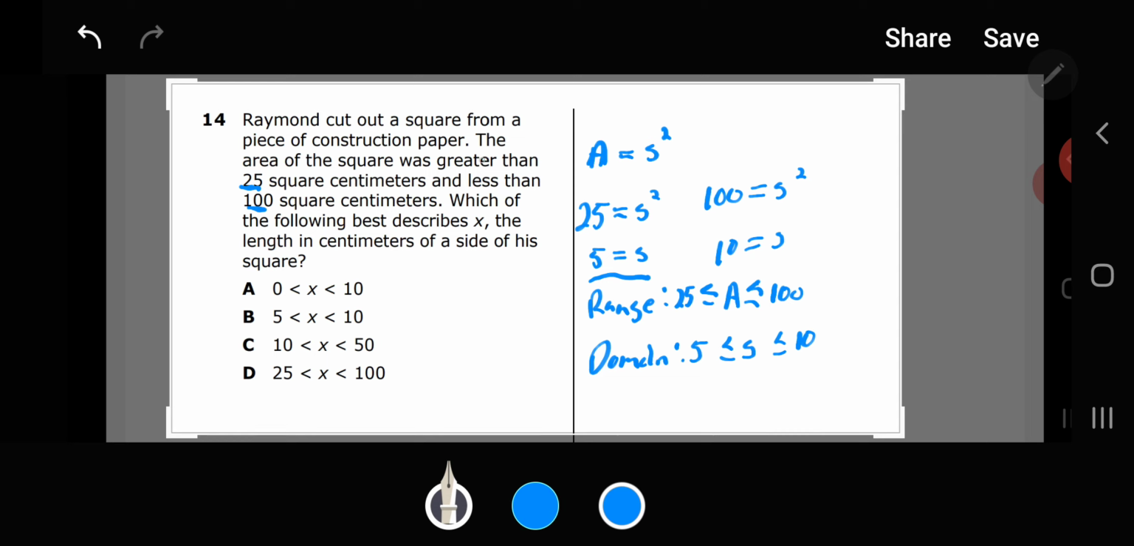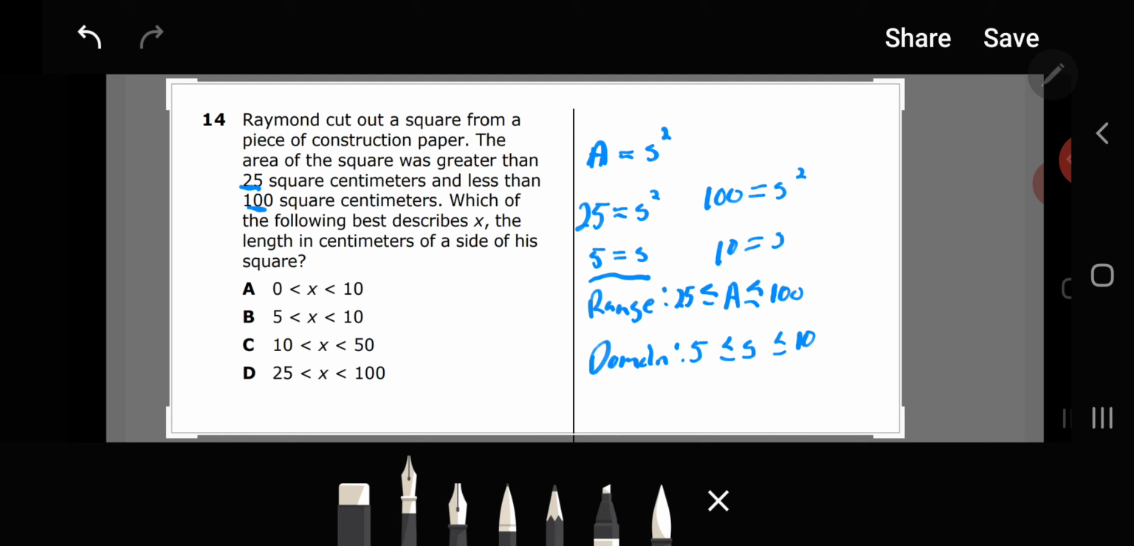I'm sorry. The area of the square was greater than. Okay, so it's greater than, so we're not equal to at all. My fault, guys. I didn't completely read it. So we have to be greater than, we're not equal to it. And we're not equal to 100. We're less than 100. So our side would have to be greater than 5, but less than 10. Okay, that one follows with B.